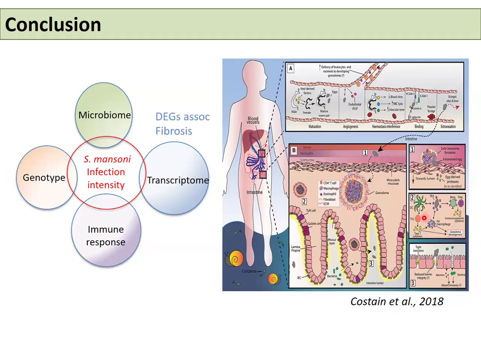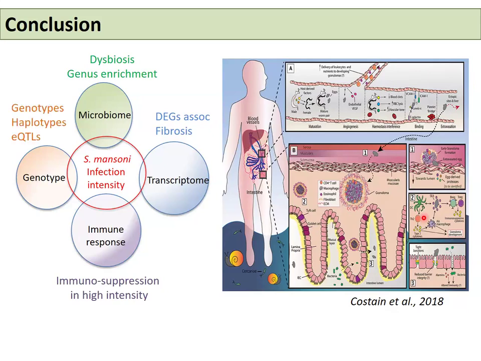So from the transcriptome, we observed that the differentially expressed genes were highly associated with fibrosis. There were few, but these were genes which are highly associated with fibrosis. When it comes to the immune response, there was hyperimmunosuppression in the high intensity individuals. And when it came to the microbiome, we observed that there was microbial dysbiosis, and there was specific enrichment of particular genera in individuals with either high or low infection intensity as compared to the control individuals who had no schistosomiasis infection.